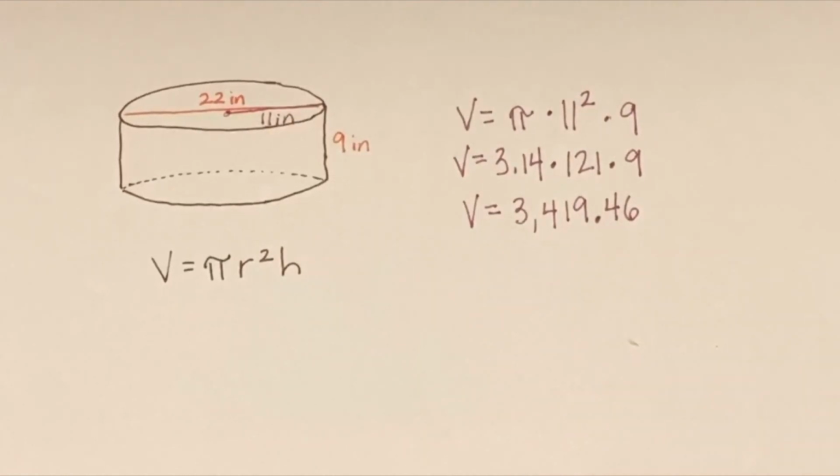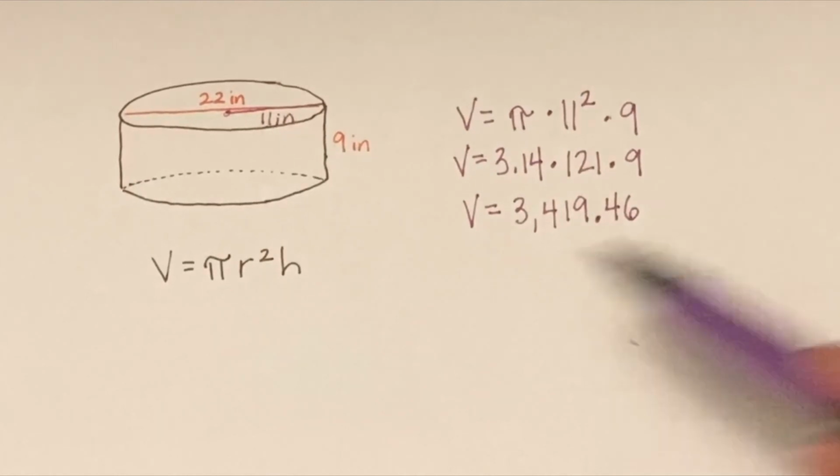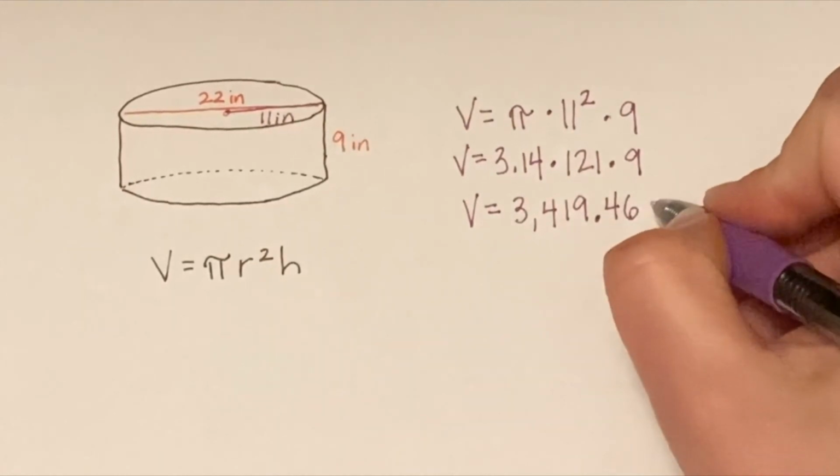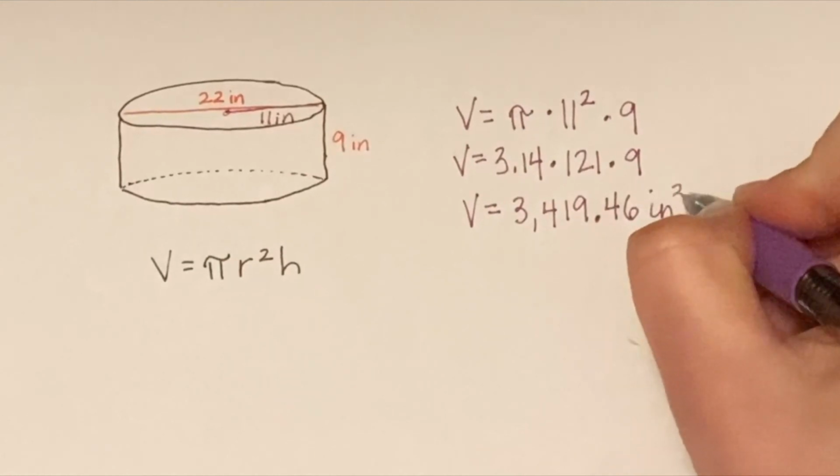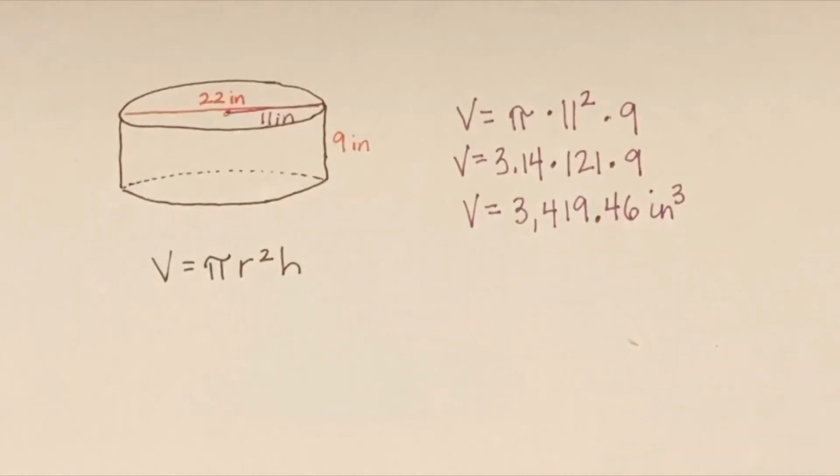Don't forget your label here. The last problem, it wasn't inches. This one is. So this is inches cubed. Remember, volume is always cubed.